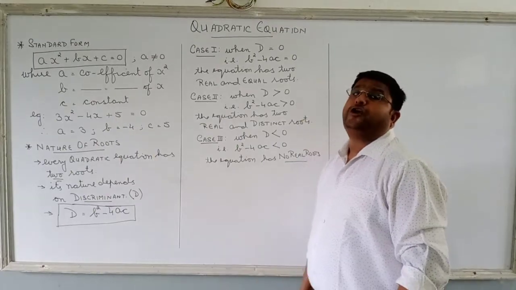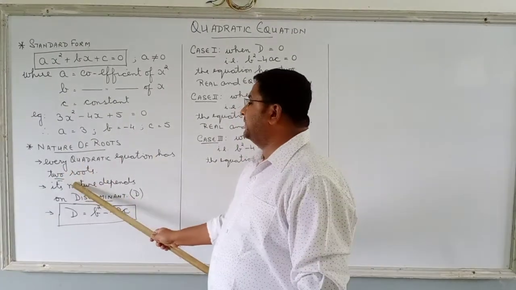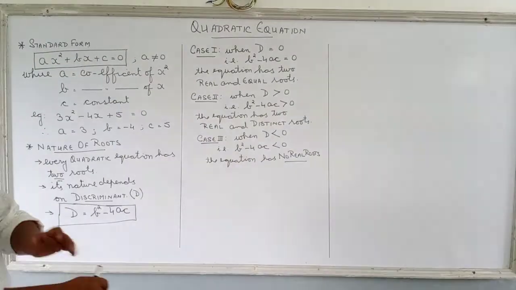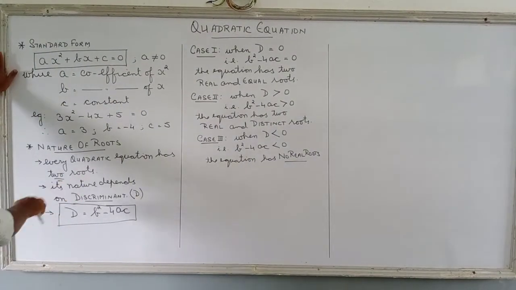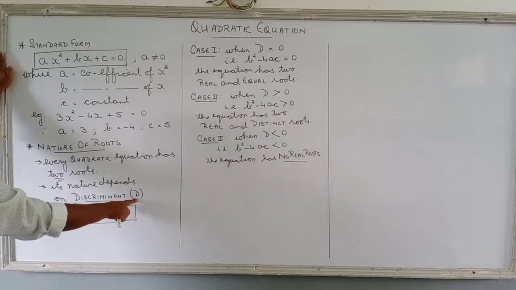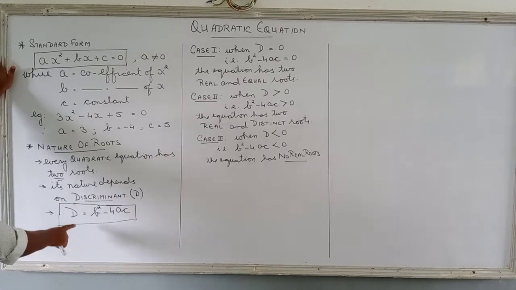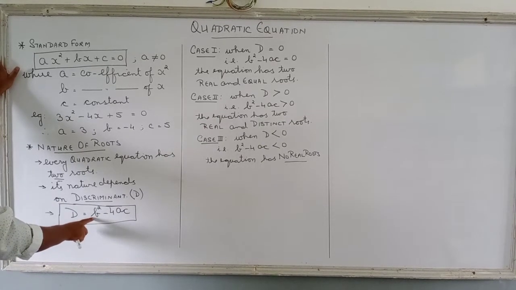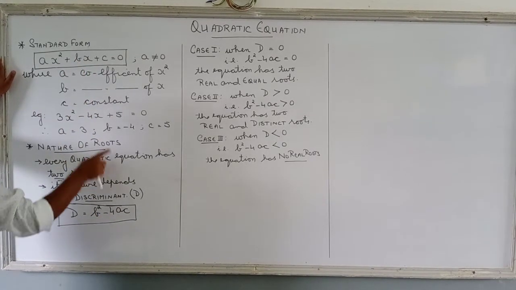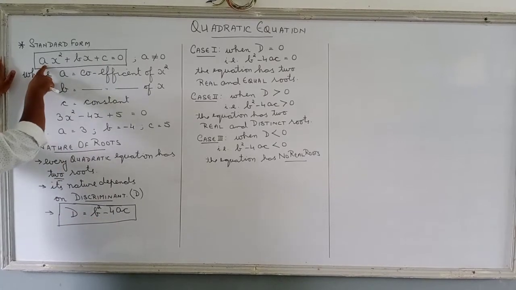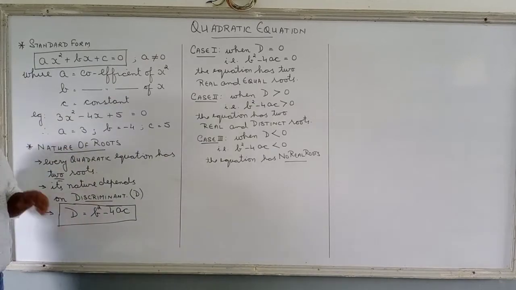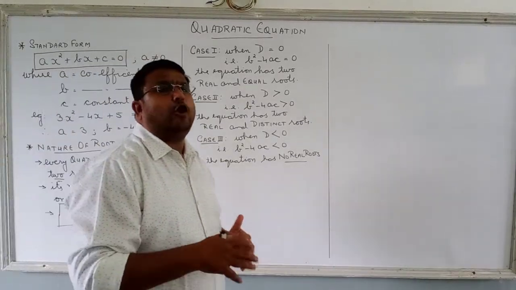Nature of roots, what kind of roots will be there? So every quadratic equation has 2 roots. Both the roots, they may be equal, they may be different, we are coming down to that, but those 2 different roots depend on the discriminant. The symbol of discriminant is capital D. So capital D, formula for discriminant: b square minus 4ac. B is the coefficient of x, c is a constant, a is the coefficient of x square. Clear? Now this nature of what kind of roots will be there? They depend on this discriminant.